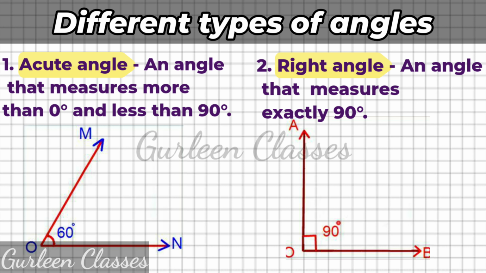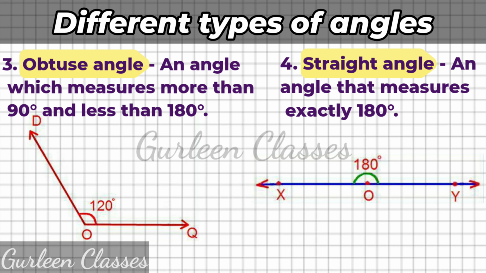The second angle is right angle. An angle that measures exactly 90 degree. The third angle is obtuse angle. An angle which measures more than 90 degree and less than 180 degree. In the figure I have given you 120 degree. It is more than 90 degree but less than 180 degree.